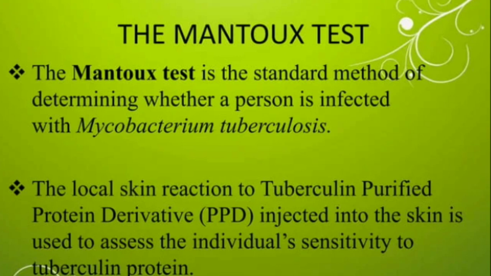The Mantoux test is a standard method of determining whether a person is infected with Mycobacterium tuberculosis. The local skin reaction to tuberculin purified protein injected into the skin is used to assess the individual's sensitivity to tuberculin protein. This is known as PPD.